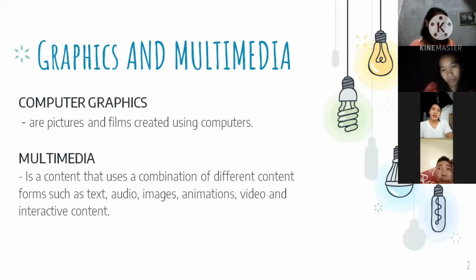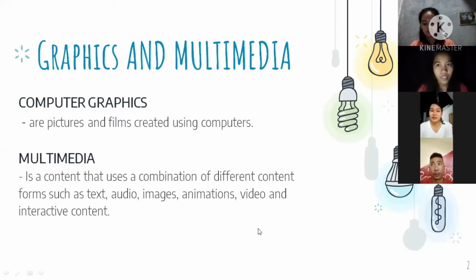So first, we will be defining graphics and multimedia. First, graphics or computer graphics is pictures and films created using computers. So all the lines and shapes and colors are related to graphics and multimedia. A certain picture or a film is composed of graphics, lines, colors, shapes, and that's what we call computer graphics.